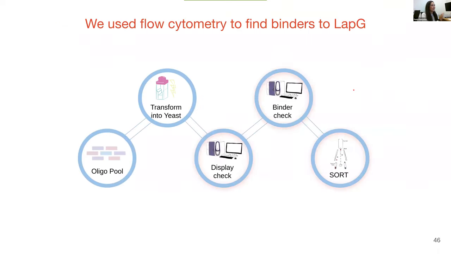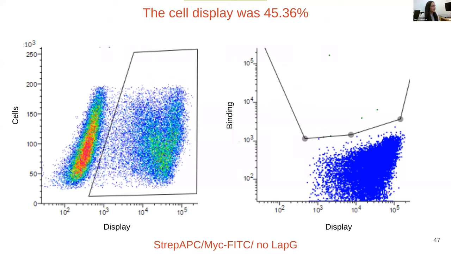This is a bit of the workflow. I really like to have images because I think it's nice to be able to see how the work is happening. Basically, I got the oligo pools, I transformed them into yeast, and then we can use flow cytometry to check for display, for binders, and then sort on the cells that are displaying and have binders.